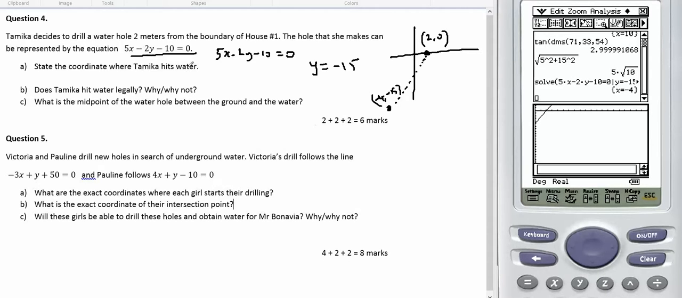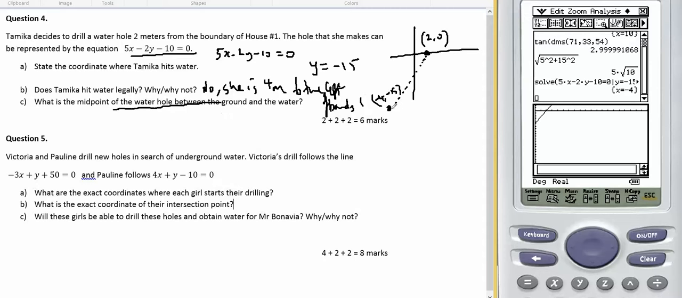So that makes sense. Does Tamika hit water legally? No. She is 4 meters to the left of boundary 1. What is the midpoint of the water hole?